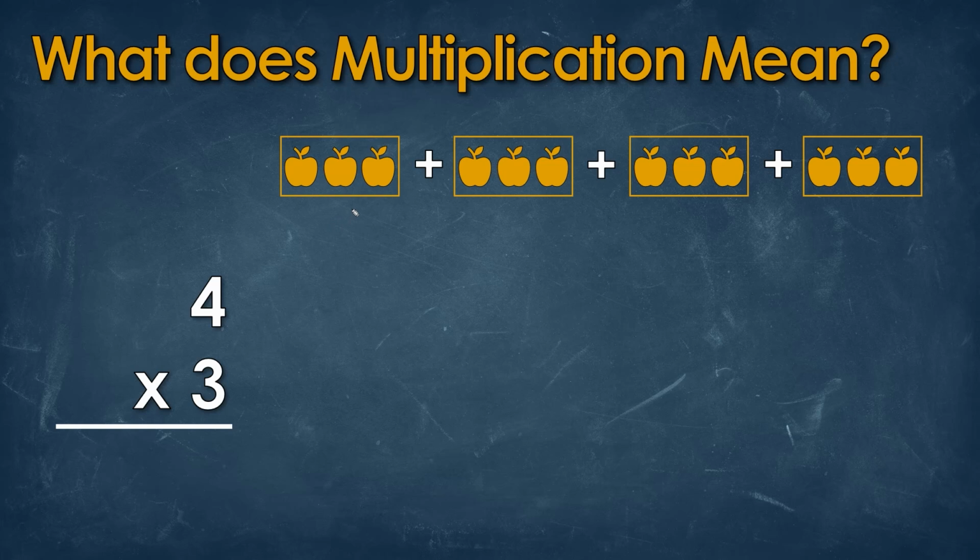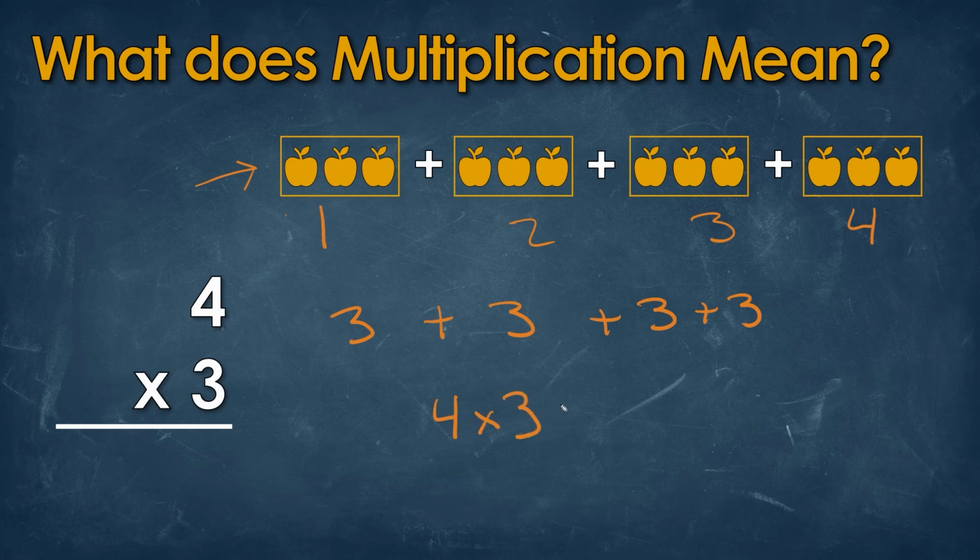Now we're going to imagine that we have four groups, 1, 2, 3, 4, and each one of those groups has 3 apples in it. And so instead of adding 3 plus 3 plus 3 plus 3, we can actually use multiplication to say 4 groups times 3 to figure out what this value is.